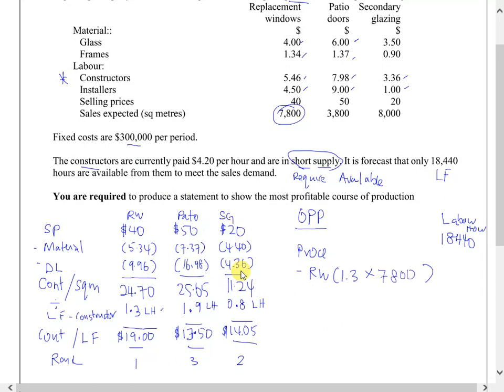A plan to produce 7, 8. Yes. Question, how much is this? 10,140. Done. Rank number 2, SG, 0.8 labor hour, 3,008. 8,000. Oh, 8,000 units.